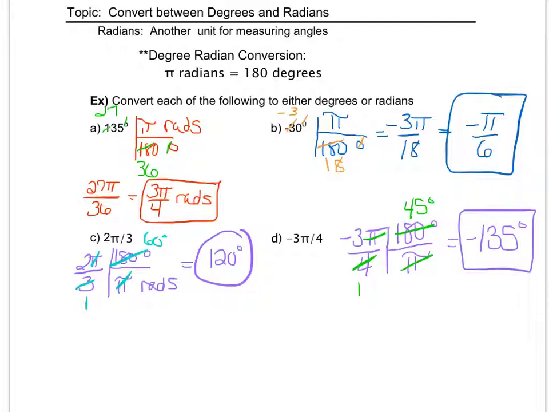So remember, the unit that you want to cancel should go on the bottom. What you're trying to get to goes on top. And then the equality that we're going to use is pi radians is 180 degrees. And that's it.